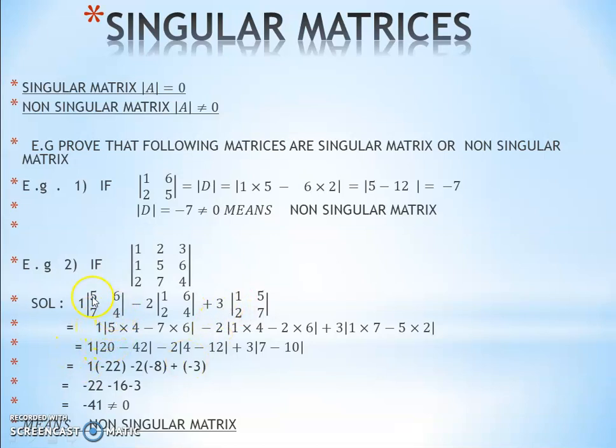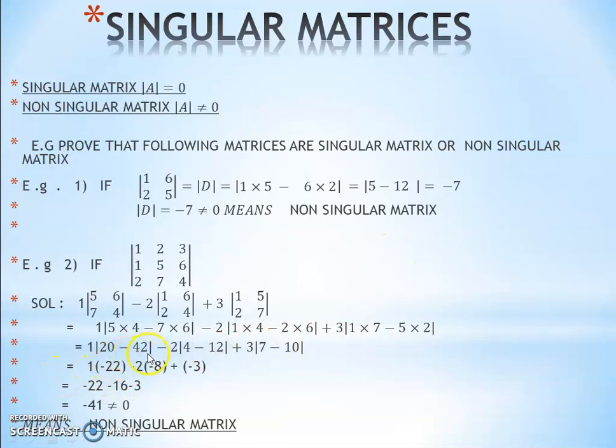Now we have to simplify. 1 remains the same. 5 fours are 20, that is 5 into 4, minus 7 into 6, which is minus 42. Minus 2 remains the same. 4 into 1 is 4, minus 2 into 6 is 12, so minus 12 is there. Plus 3 remains the same. 7 into 1 is 7, minus, 5 into 2 is 10. Now we have to simplify.